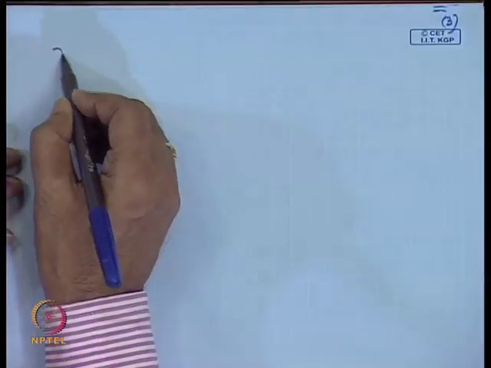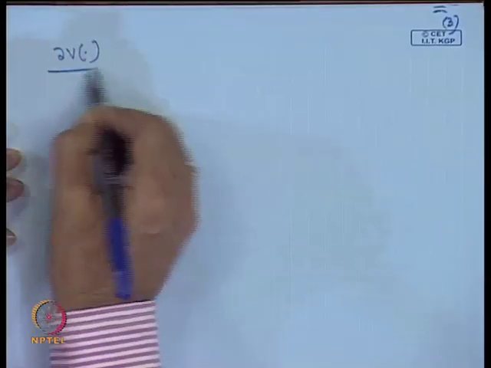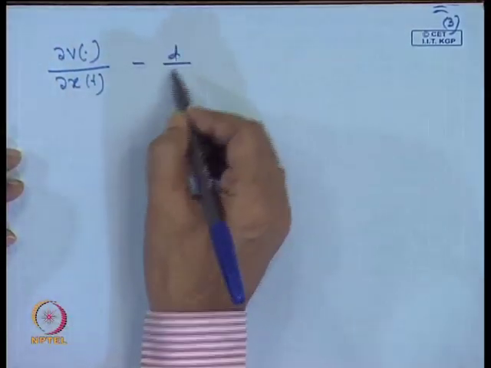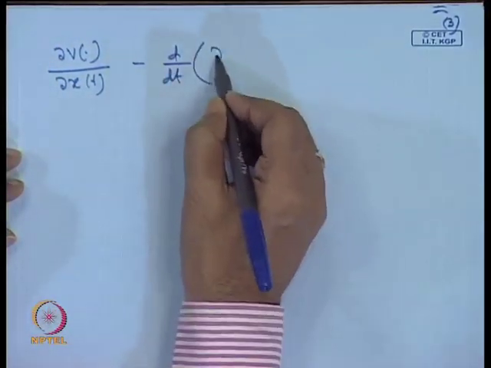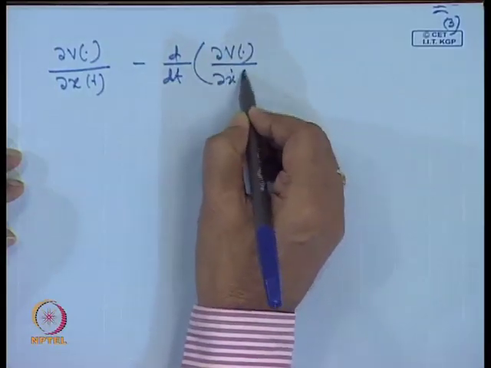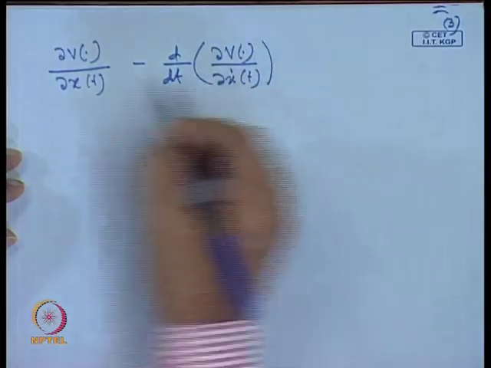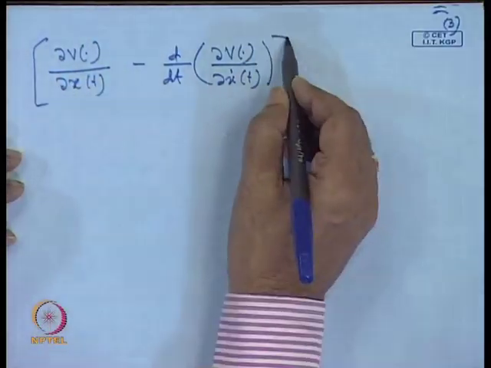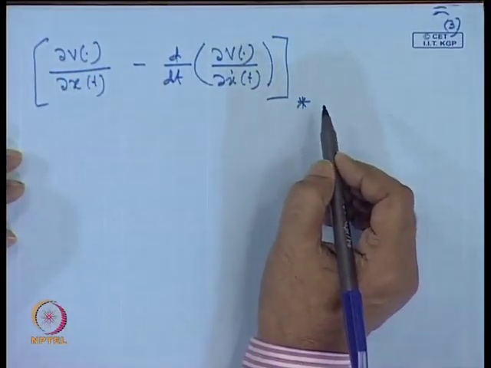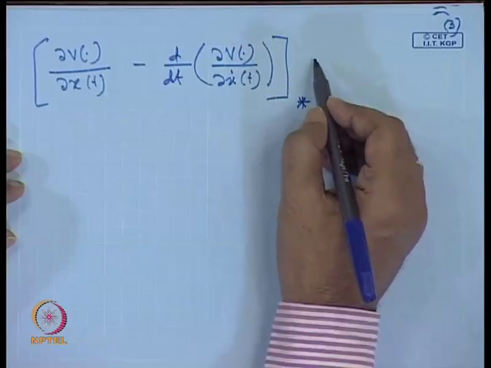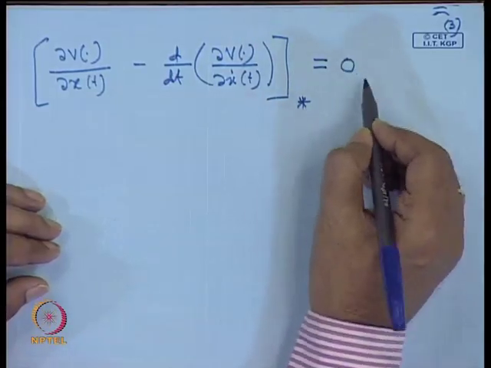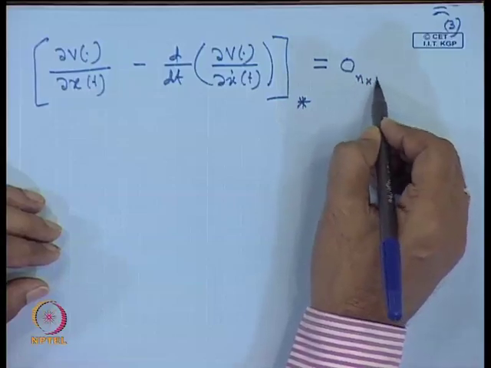Suppose we remove the transpose, this will be del v dot del x of t minus d of d t del v dot del x dot of t. Agree? Evaluate this value at x equal to x star, x dot equal to x dot star. If you evaluate, this value is equal to 0, where the dimension is n cross 1.